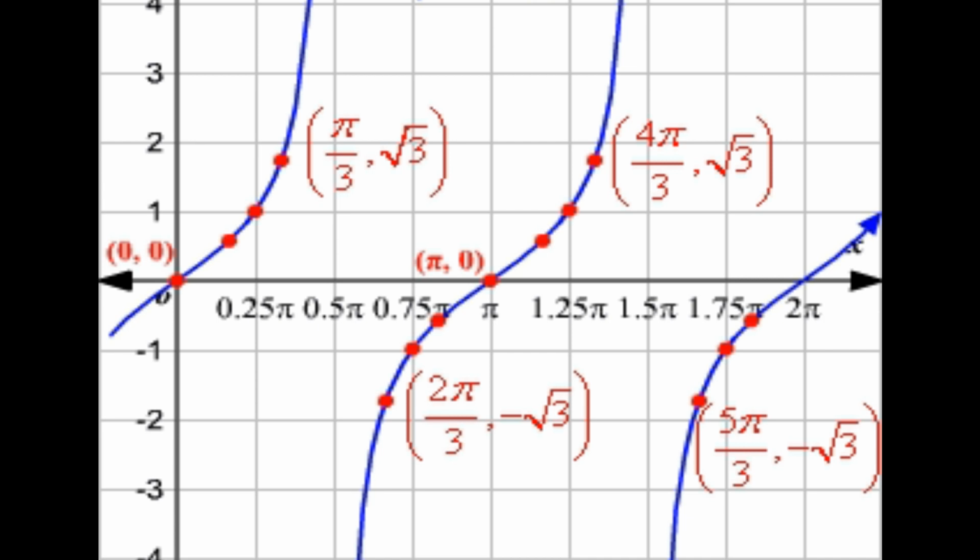Another point to note is that the graph of tangent function cuts the x-axis at (0, 0), (pi, 0), (2 pi, 0), etc., at (3 pi, 0), (4 pi, 0). Similarly, it will cut the x-axis at (minus pi, 0), (minus 2 pi, 0), (minus 3 pi, 0), etc. And these points are nothing but the x-intercepts of tangent function.